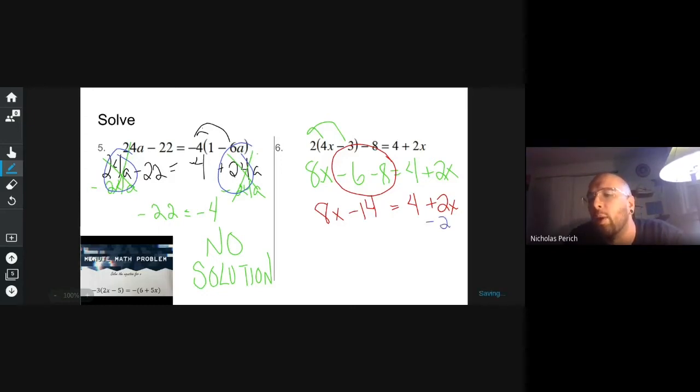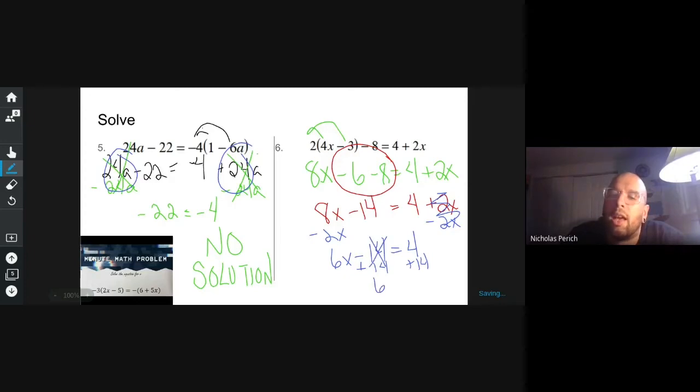So I'm just going to subtract 2x because it's the smaller of the two, minus 2x, cross it out. 6x minus 14 equals 4. Is x all by itself? No. What is in the way? Negative 14. 6 is also in the way, so let's add 14 to both sides. Add 14, and that gives me 6x equals 18. Divide by 6. Divide by 6. Let's put it over here. x equals 3.